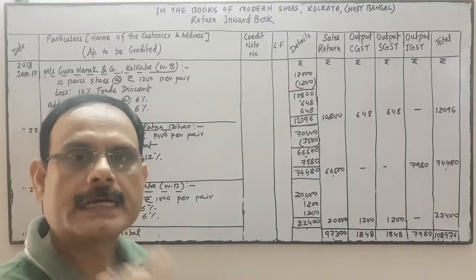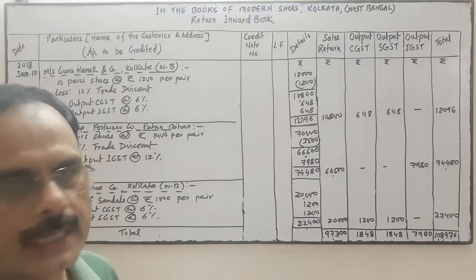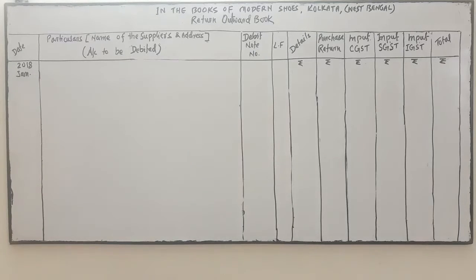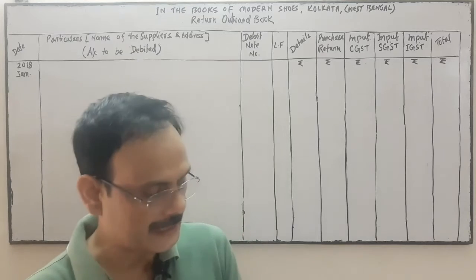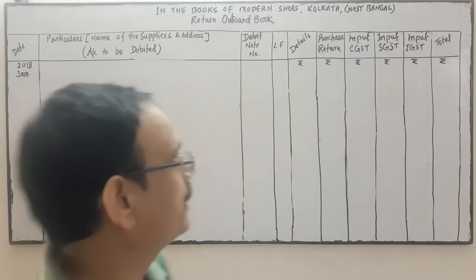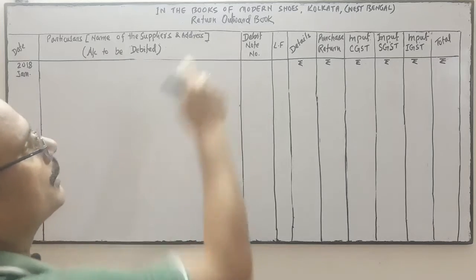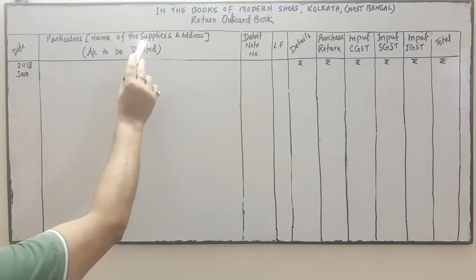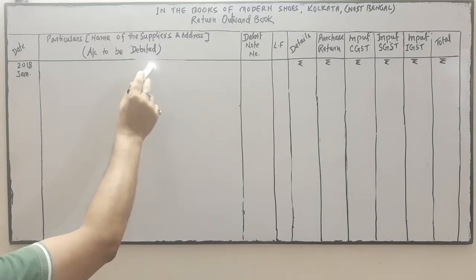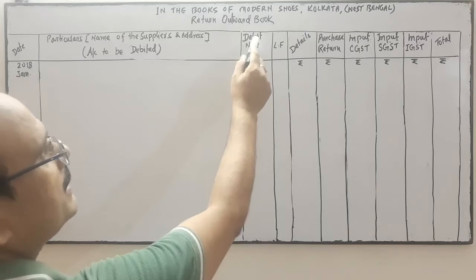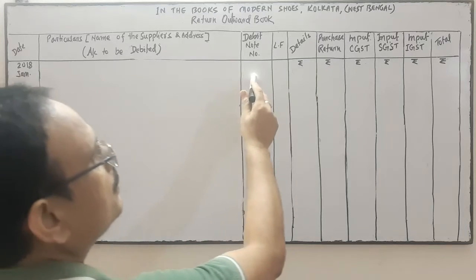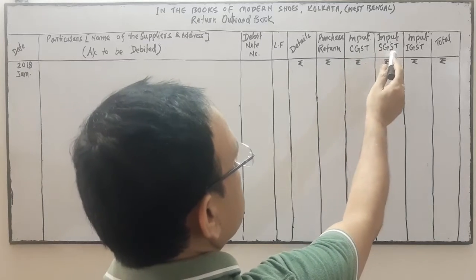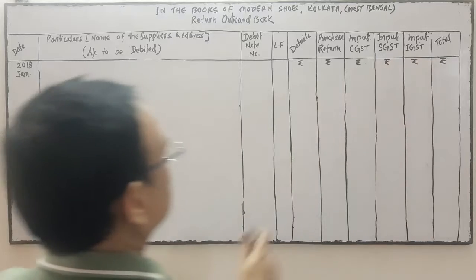Now we will prepare the return outward book. In continuation of the same question, the return outward book, which is called the purchase return book. So the name of the supplier and address, account to be debited. Here it will be a debit note instead of a credit note. The columns are debit note, purchase return, input CGST, input SGST, input IGST and total.